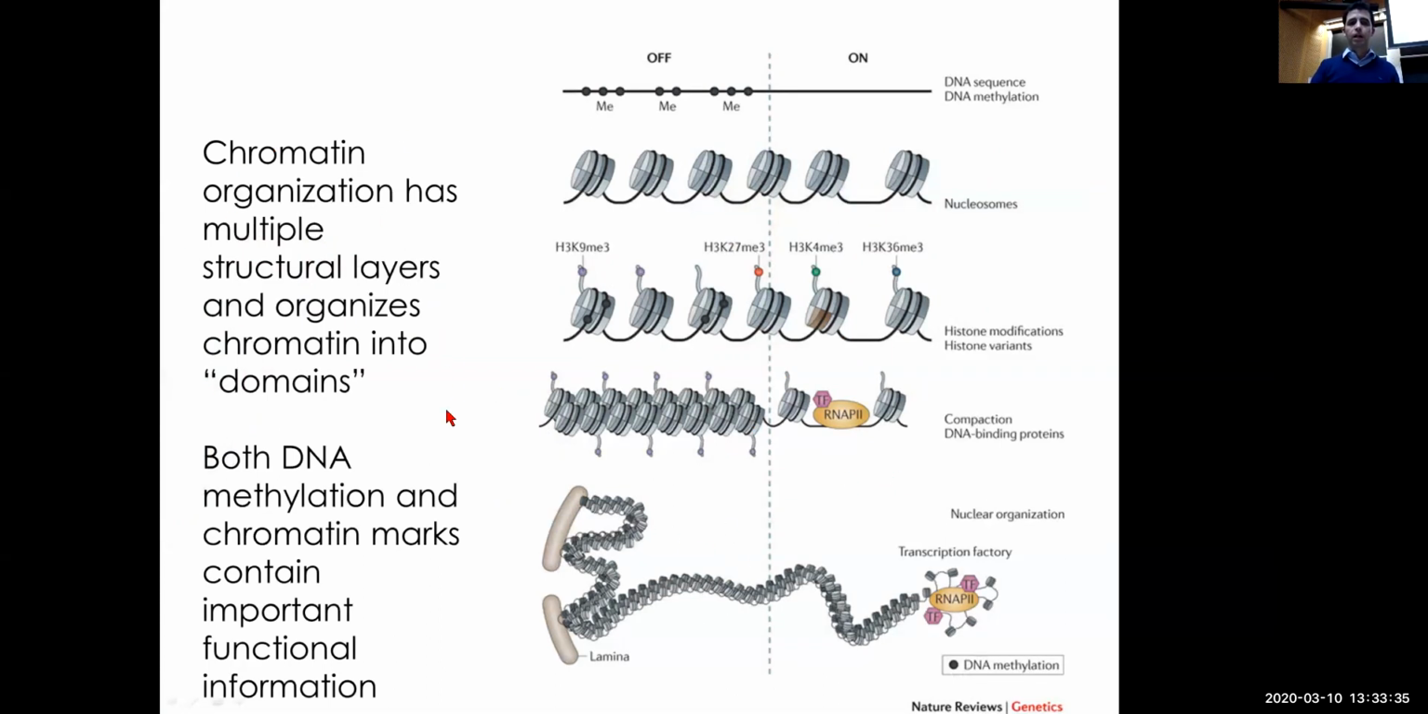So basically, these are organized in these domains, and these domains can be either compacted or loose. And then in the compacted domains, proteins have a hard time binding, and in the loose domains, they're much easier to bind. And you can see here that there's a very large number of different modifications that can be used to mark heterochromatic regions, polycomb repressed regions, promoter regions, transcribed regions, and so on and so forth.